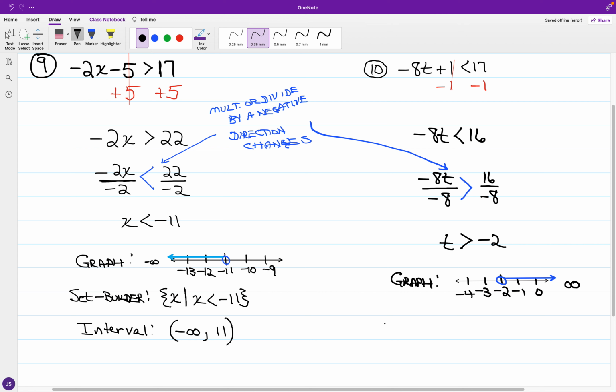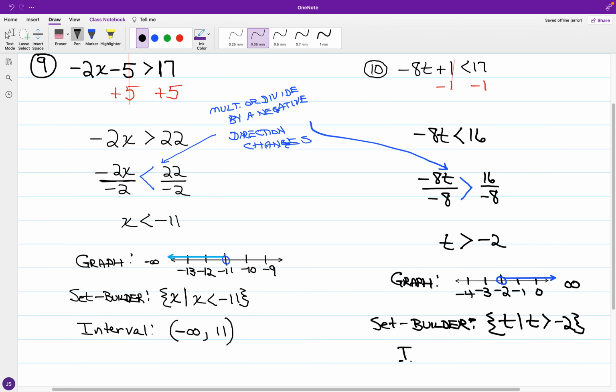And just for the set builder form, again, this is just restating the inequality solution and just grouping around the set notation, grouping symbols. Okay, so in this case, we have the set of all values t, such that t is greater than negative 2.